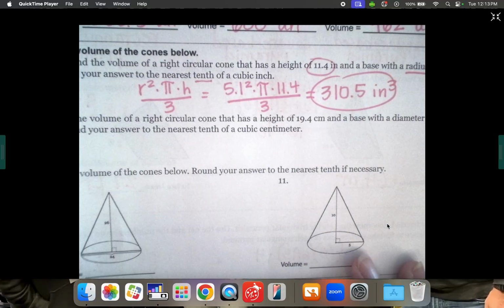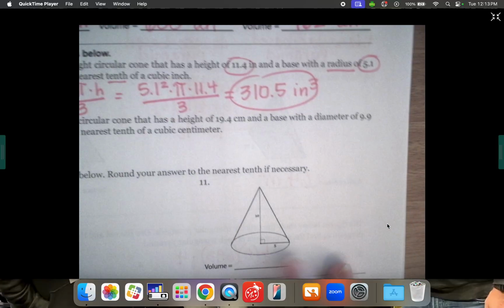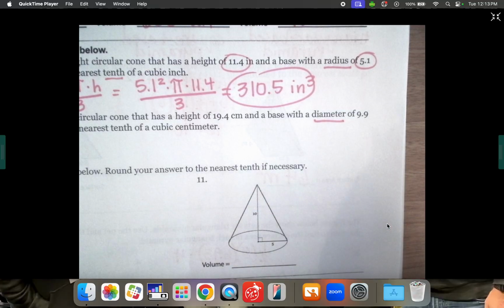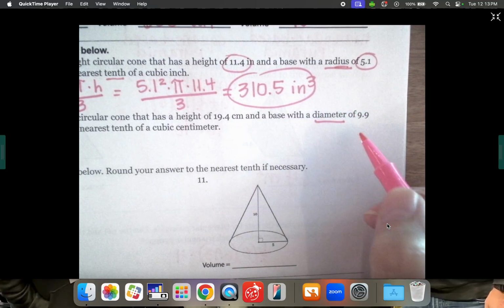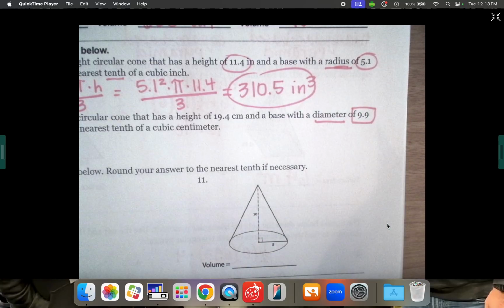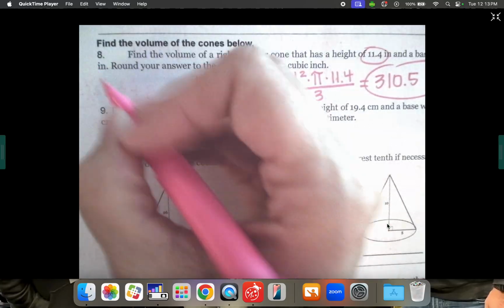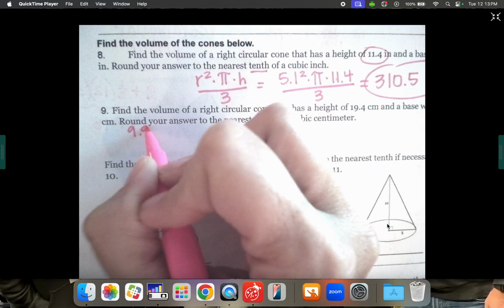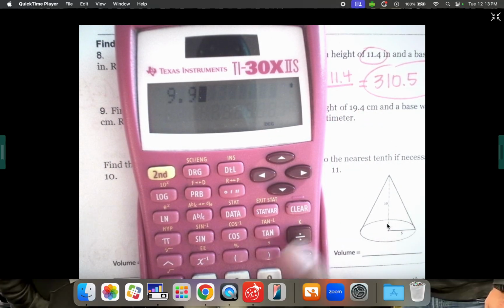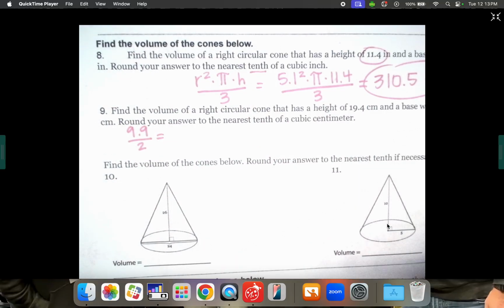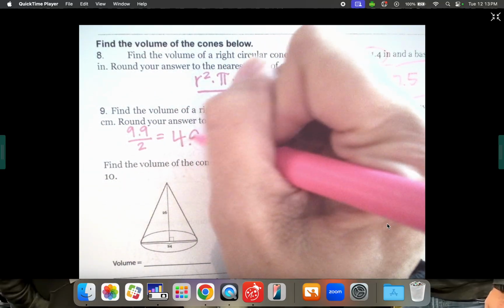Okay, the next one is making us practice one that has a diameter. So remember, if you have a diameter, we can't use that. We have to use radius. So we're going to need to take 9.9 and divide it by 2 to find the radius. So 9.9 divided by 2 needs to be our first step. Before you do anything else, take 9.9 and divide by 2 to get your radius.